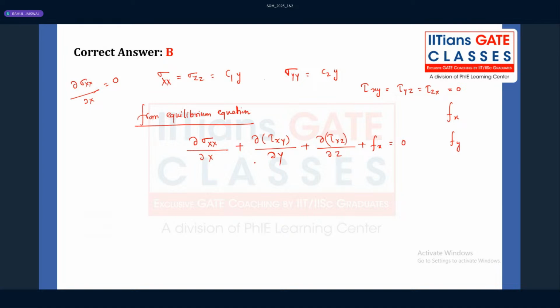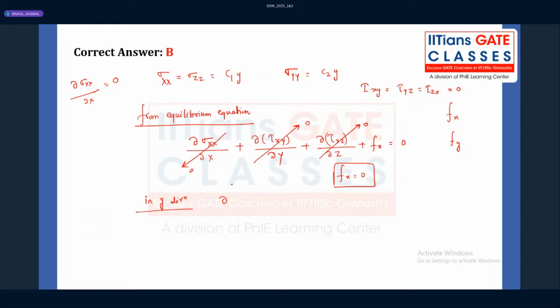Tau xy is 0, so this term automatically will be 0. Tau xz is 0, so this term will automatically be 0, and this term is also 0. So what is the body force in x direction? It is 0. But they are asking the body force in y direction, so we need to write down the equilibrium equation in y direction.